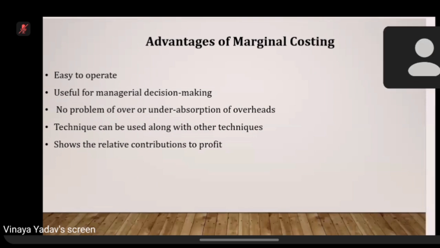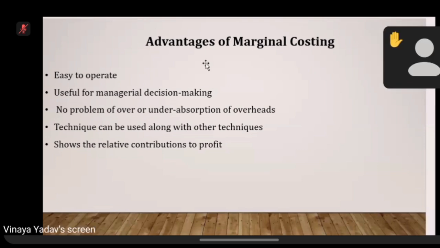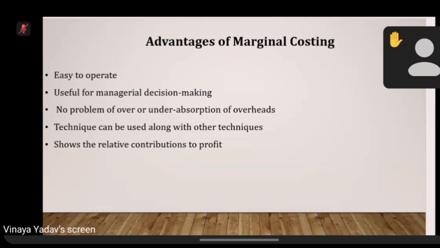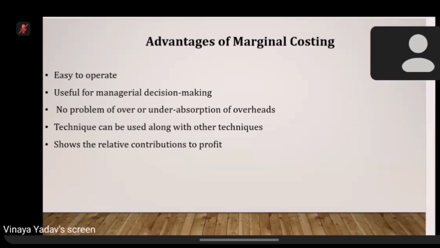I want to know what absorption cost is. Absorption cost is the cost where you consider both fixed and variable cost. Variable costs change, and that is considered, and fixed costs remain static throughout the year, and that is also considered. So that is your absorption cost.